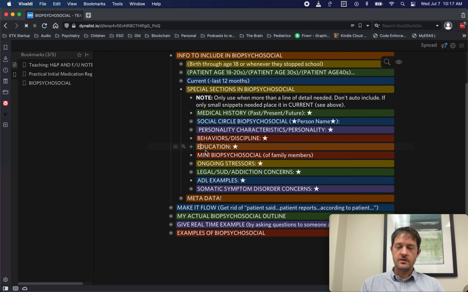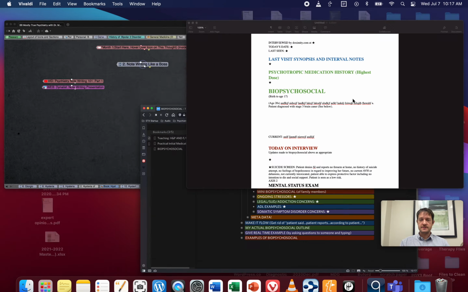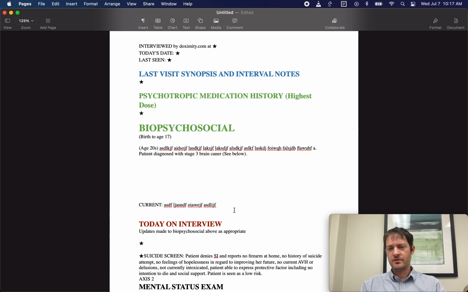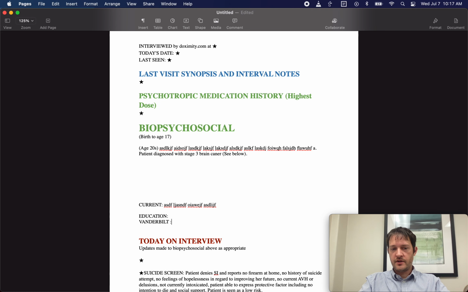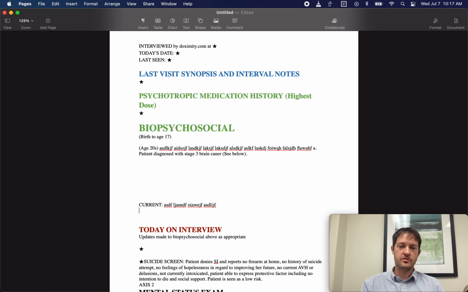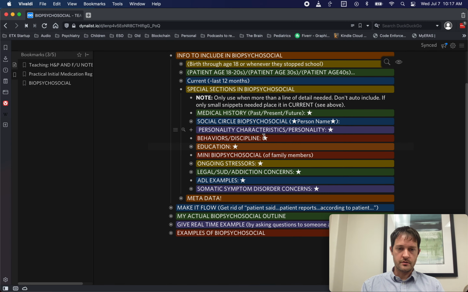Education: are they in high school, college? Do they have a 504 going on? If they're being followed for ADHD, the Vanderbilt is a great thing to put there. Again, these are all things you just write right above or below current, wherever you like, it doesn't matter. So you put education, and you could put your Vanderbilt here and then write out the information on it, the teacher report and the self-report or parent report.